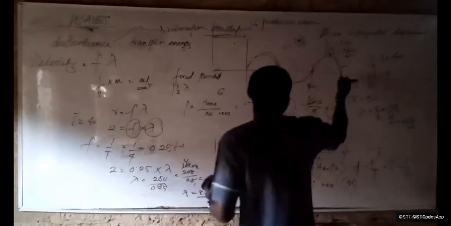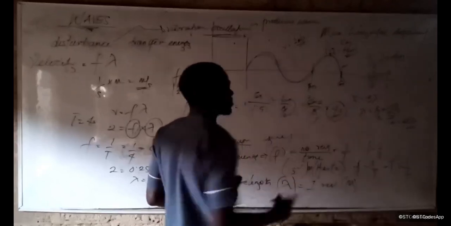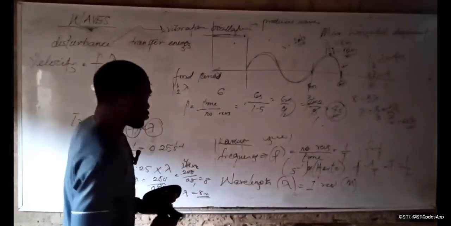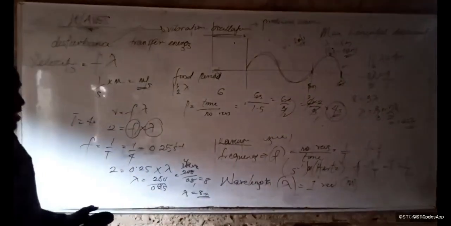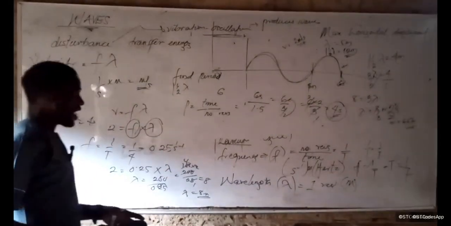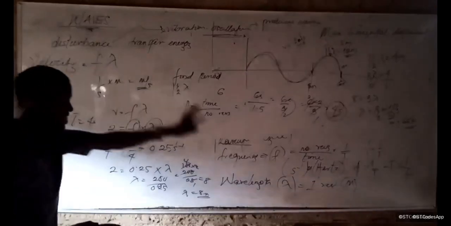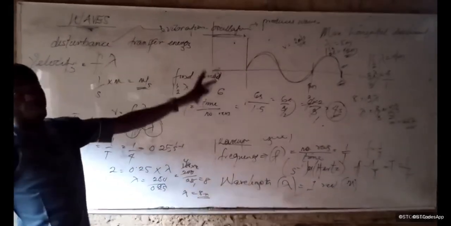Because that's what the question is asking. The maximum is here. Maximum horizontal displacement for this particular wave. So I hope that is clear to us. So those are the possible questions you can find under this aspect for this progressive wave.